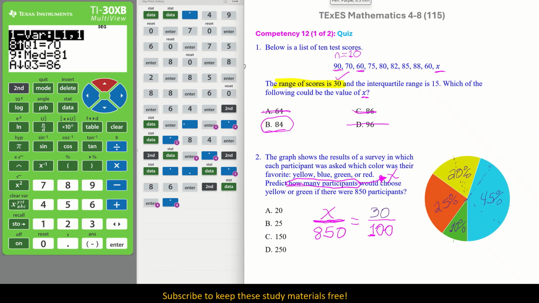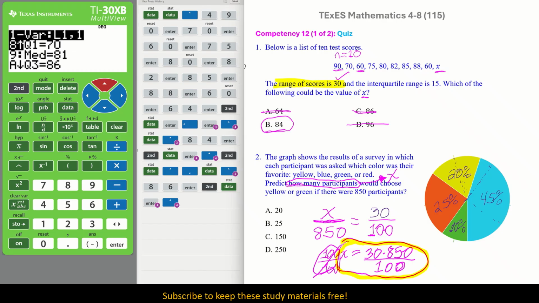So how do I deal with this in my calculator? There's a couple ways to do this, but let's go ahead and use our proportional setup. That gives me 100 times x equals 30 times 850. Now divide both sides by that 100. I know you've seen this multiple times in your life. These guys go away. So now I have something very solid to put in my calculator here.